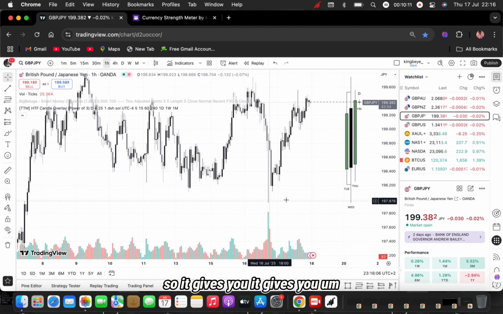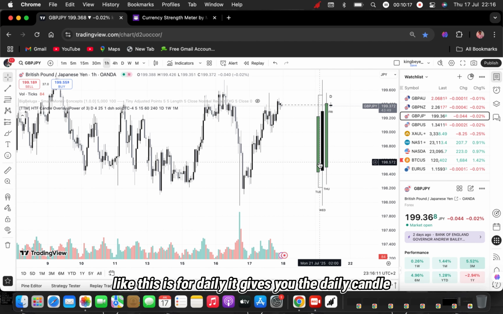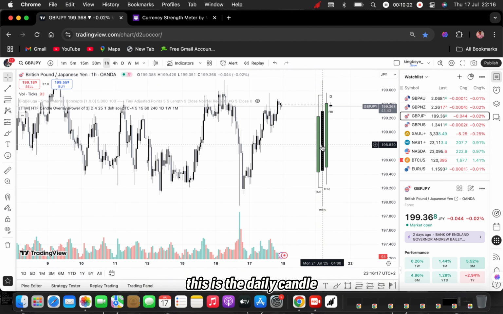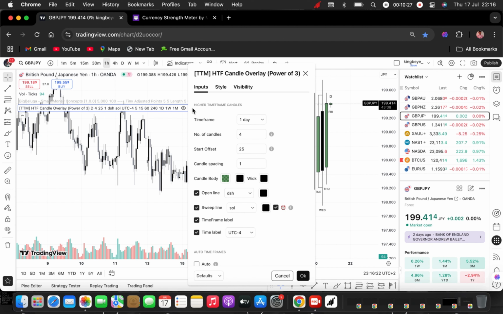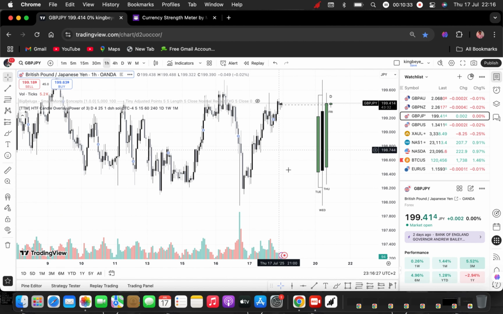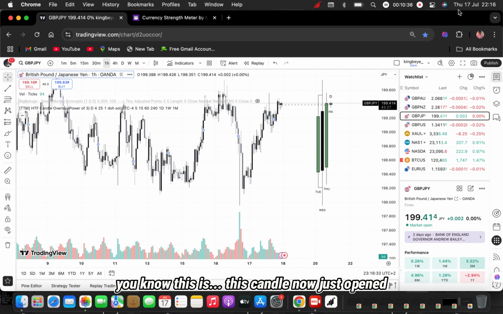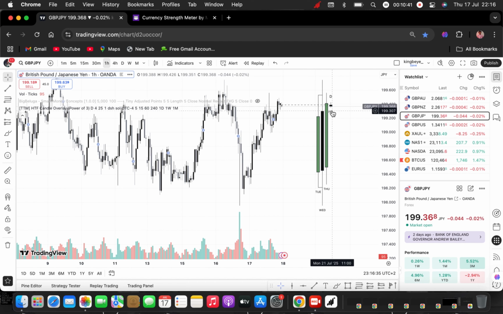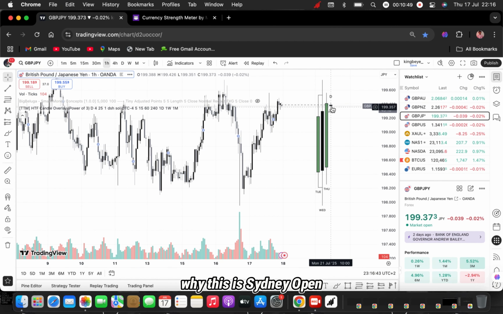So it gives you, like this is for daily, it gives you the daily candle. This is the daily candle. When you go to settings, you see the time frame is 1 day. So that's just what we need. Now this is on Thursday, and this is on Thursday. You know, this candle now just opened newly because it's Friday. So you just ignore this because this is on Friday, while this is Sydney Open.